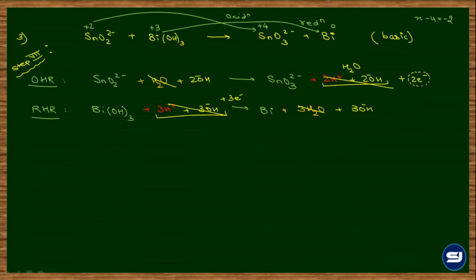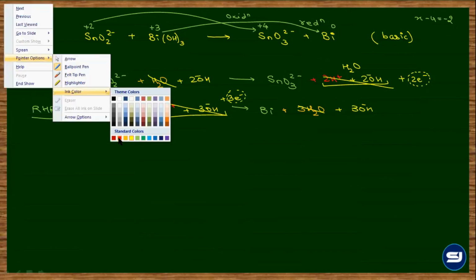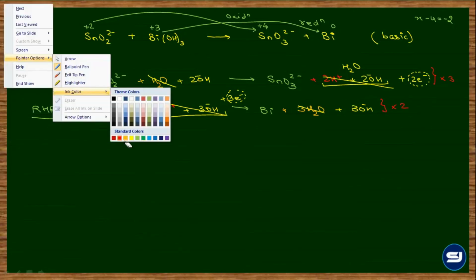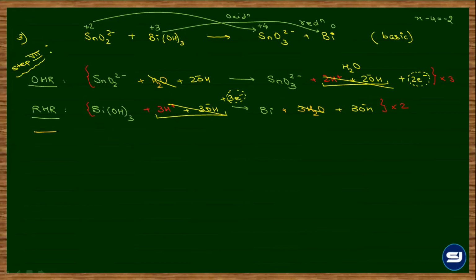So mismatch है तो क्या करोगे? Into 3 LCM. Into 2. Into two LCM on the entire reaction. Then multiply this entire OHR by 3 and entire RHR by 2. Clear? समझ में आ रहा है ना?